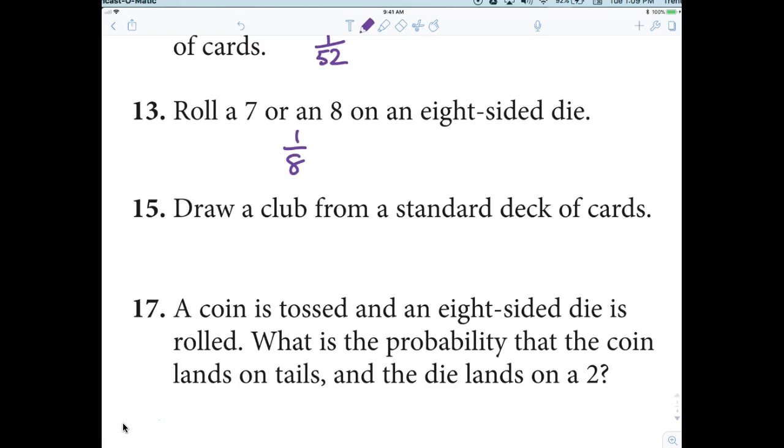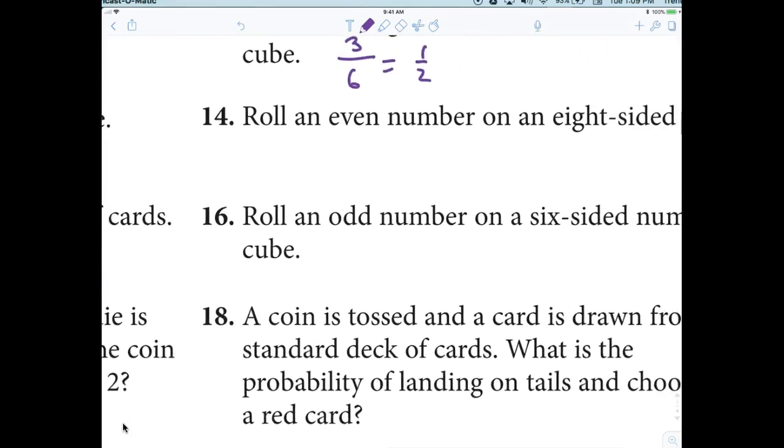So instead of being 1/8, it would be 1/4. 2 out of 8, which you reduce down to 1/4. Okay? It's not bad. Just have to read carefully. Nothing to it. All right, so let's check out 14.